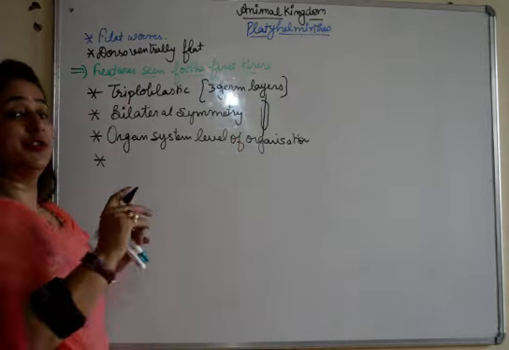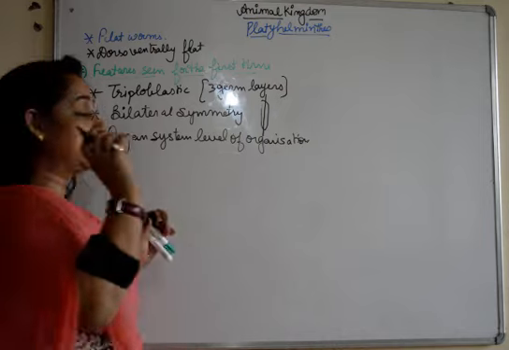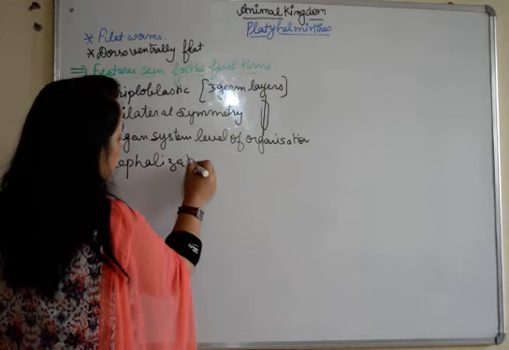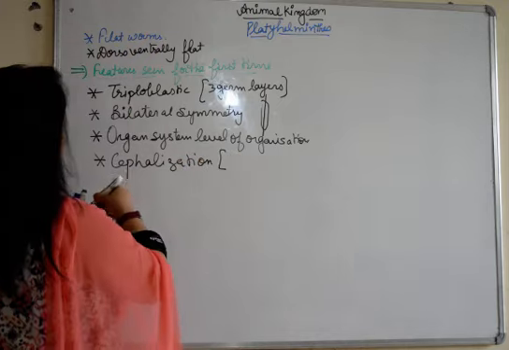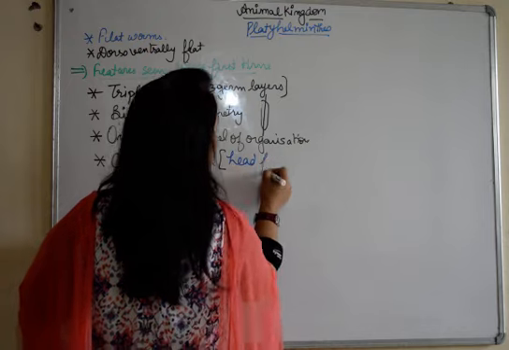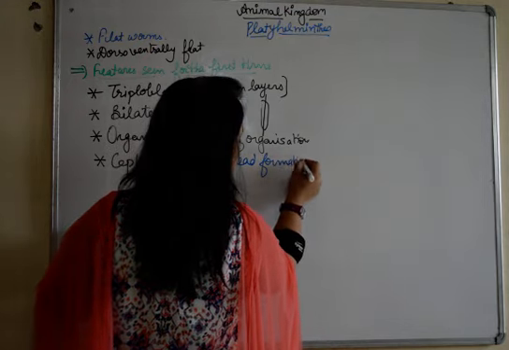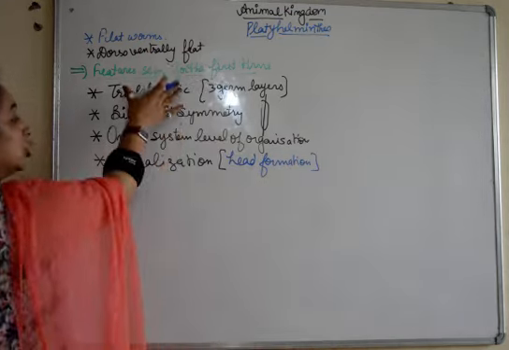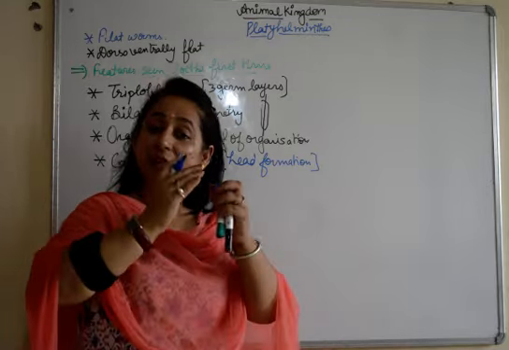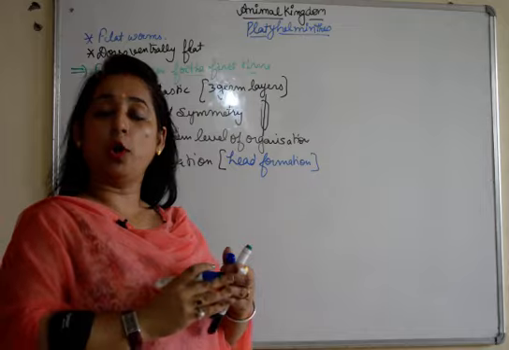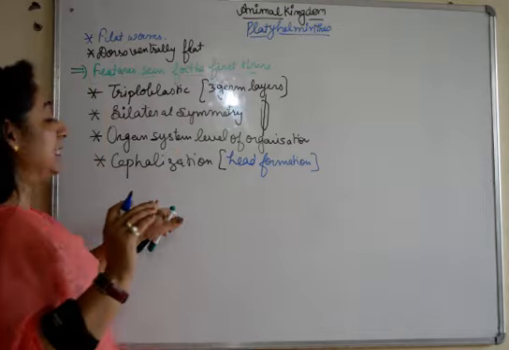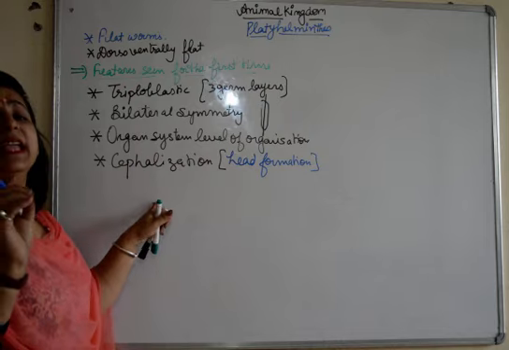And the last feature which is seen for the first time here is cephalization. Cephalization means head formation. It shows head formation. Fine. We'll discuss in detail. So these are the four characteristics which are seen for the first time in platyhelminths and will now be carried on or will be seen in all the phyla till chordates. These characteristics will remain the same.